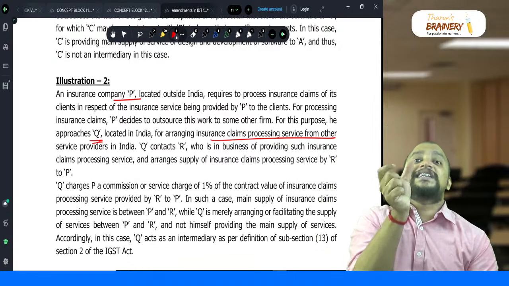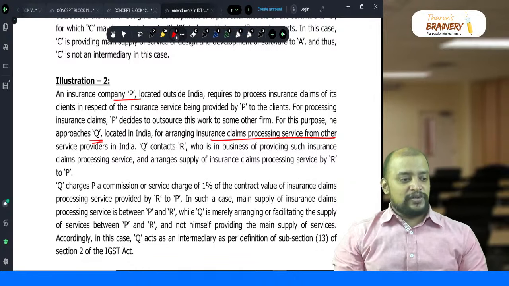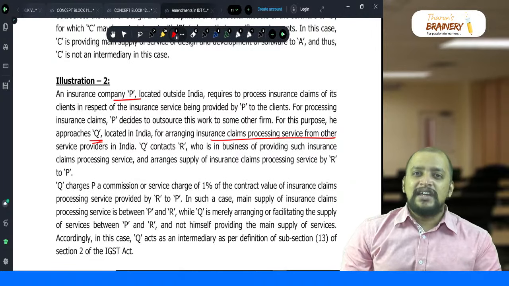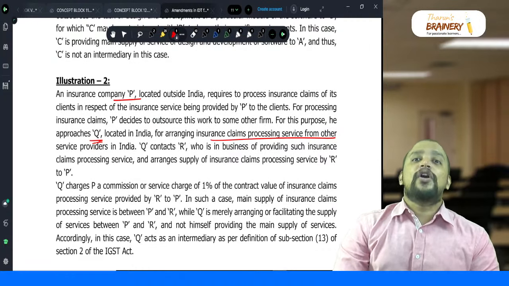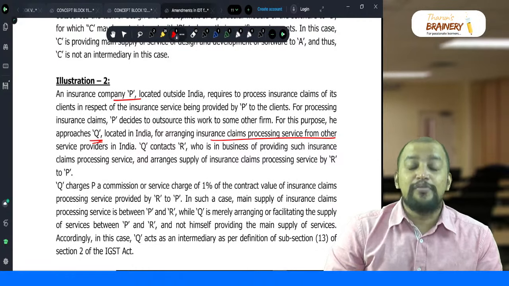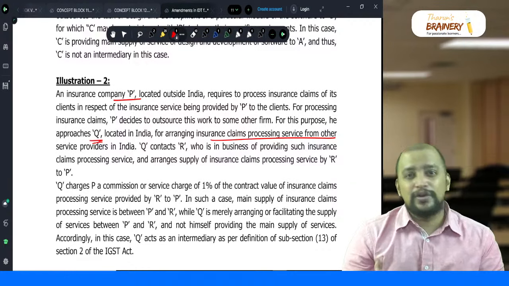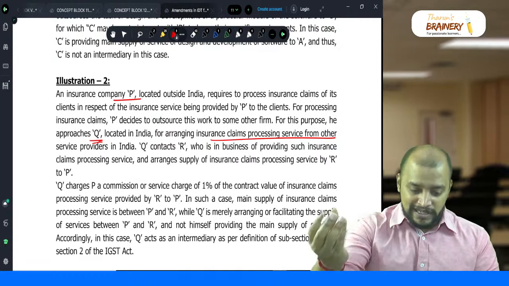So he is facilitating or arranging a transaction in securities. You know what? Intermediary means, in our normal language, a broker or agent, that person. You understood or not? So the broker or the agent will be taken.